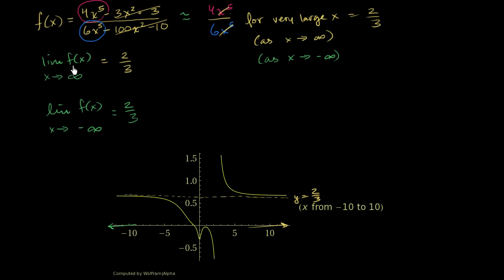Whether we take the limit of f of x as x approaches infinity, we get 2/3, and the limit of f of x as x approaches negative infinity is 2/3. So in general, whenever you do this, you just have to think about what terms are going to dominate the rest and focus on those.